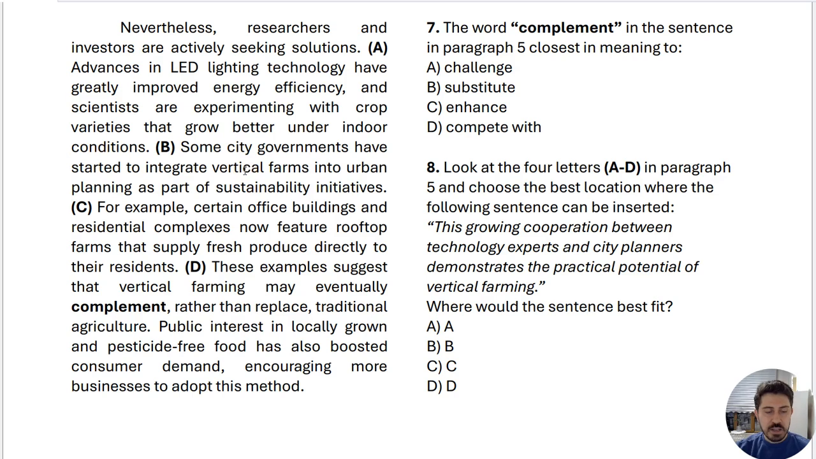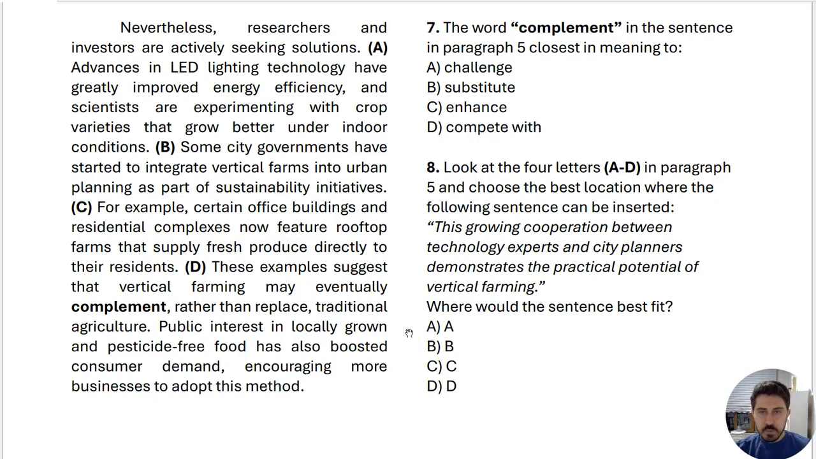When we look at the sentence after location C, we see that there's an example of buildings involving vertical farms. As a result, we can say that option C is the best location to insert the sentence in the question. It comes right after potential cooperation and right before a specific example about this.